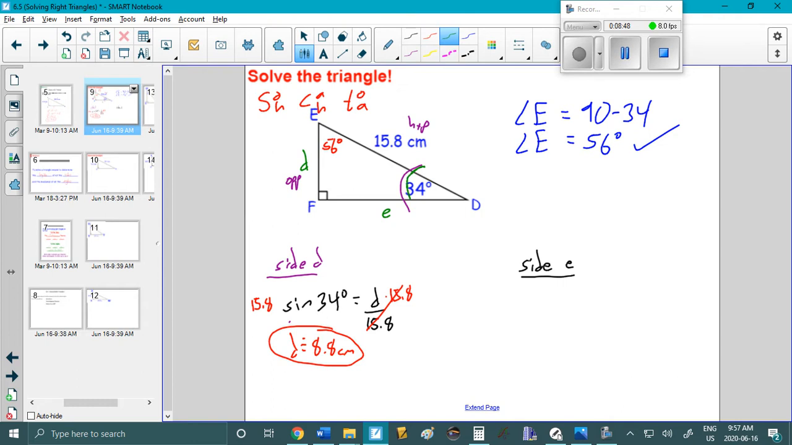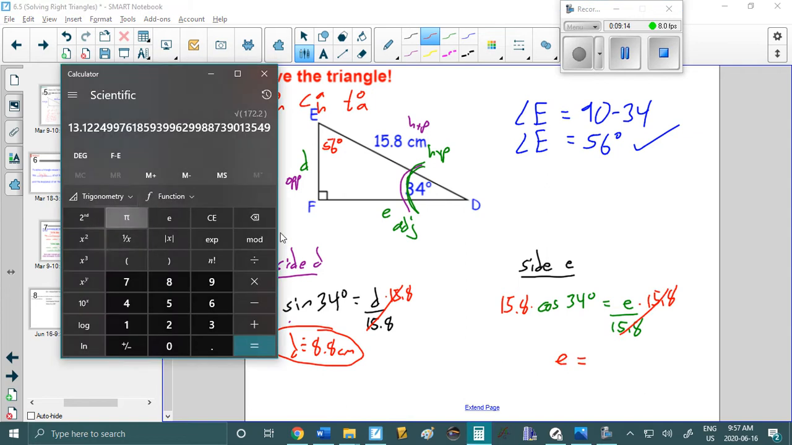So this is still our reference angle. Now we're looking for the adjacent, and we still have the hypotenuse. So A and H is cos. So cos 34 degrees equals E over 15.8. And just like before, we multiply by 15.8 because the variable's on the top. Remember, if the variable was on the bottom, we'd divide. And hopefully we're going to get 13.1 or so.